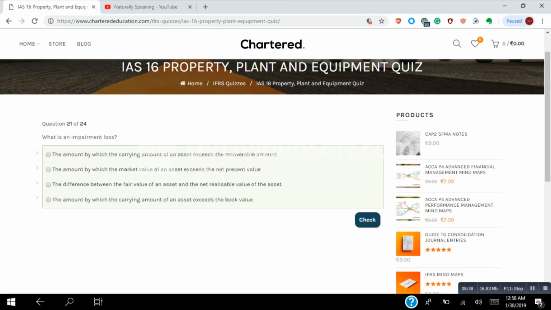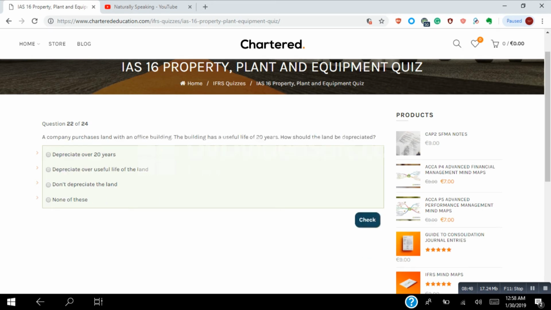What is an impairment loss? The amount by which the carrying amount of an asset exceeds the recoverable amount. That is the impairment loss. A company purchases land with an office building. The building has a useful life of 20 years. How should the land be depreciated? Don't depreciate the land.